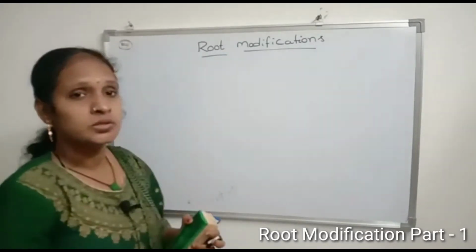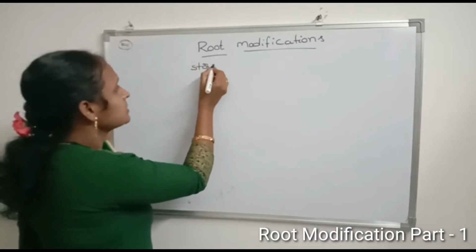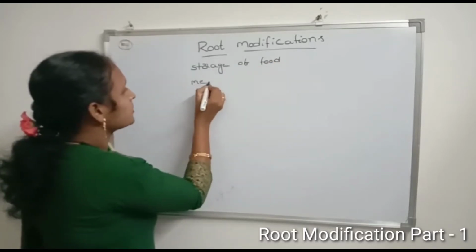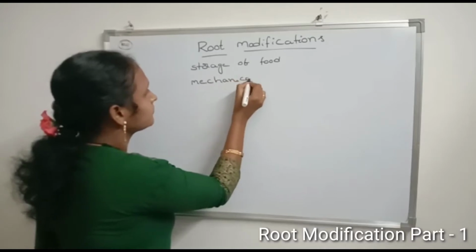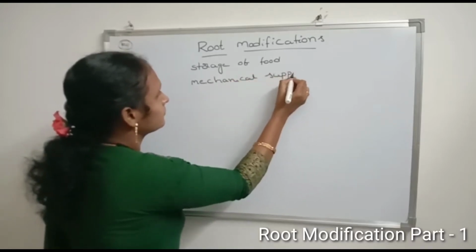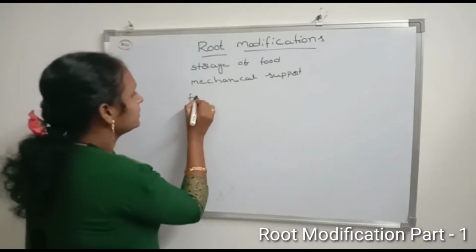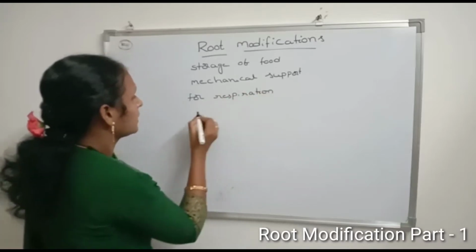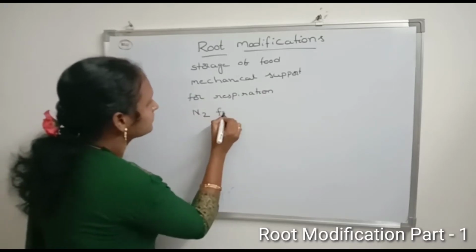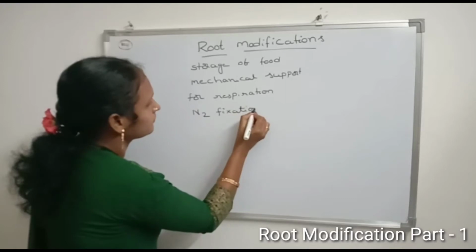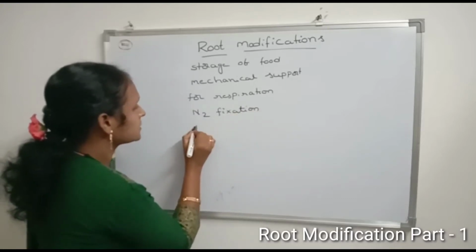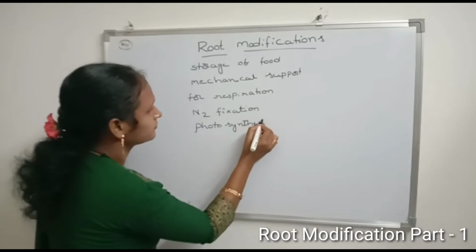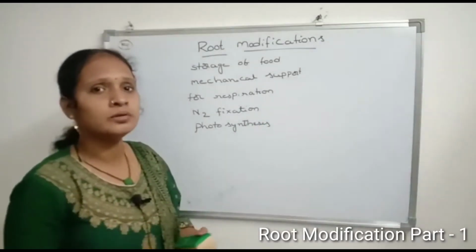The functions are: storage of food, mechanical support to the plant, respiration, nitrogen fixation, and photosynthesis. These additional functions are known as root modification.